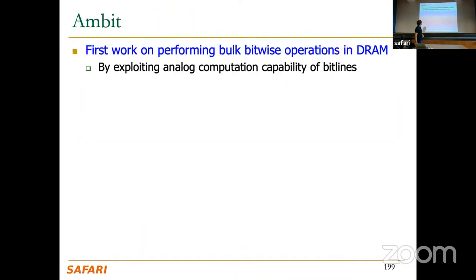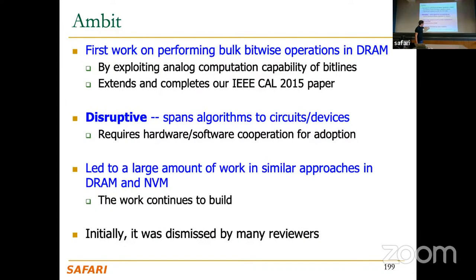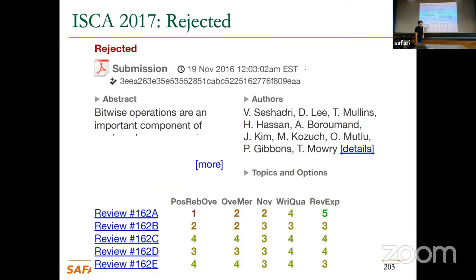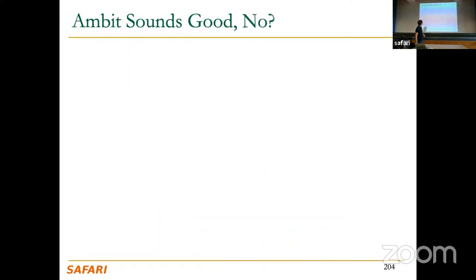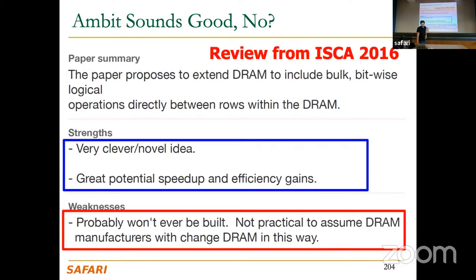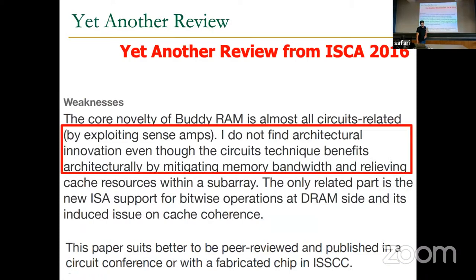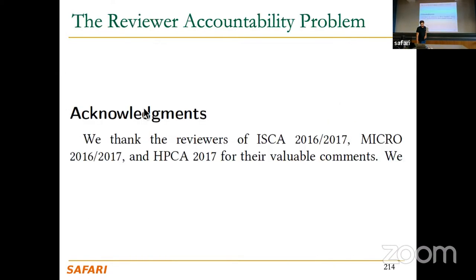So that's about RowClone. This is about AMBIT. It is a disruptive work, and that's why at the beginning it was dismissed by many reviewers. But yeah, you see, rejected from several conferences. A clever, novel idea, but probably this won't ever be built. Well, I think that a few years later, we can think that it's not so difficult or so impossible, and that this will indeed be built sooner than later. Okay.